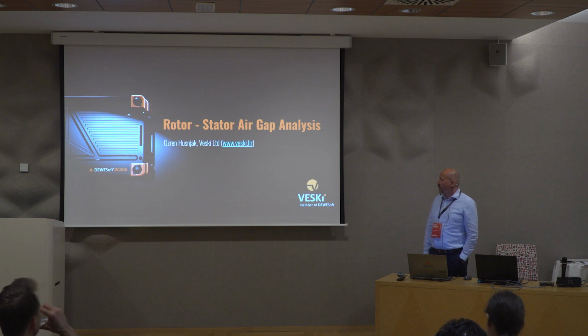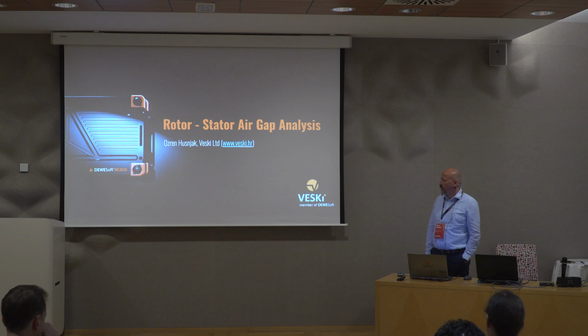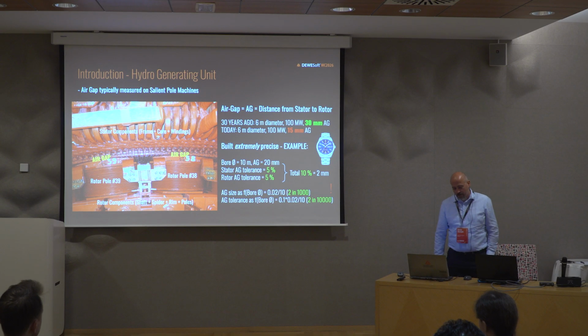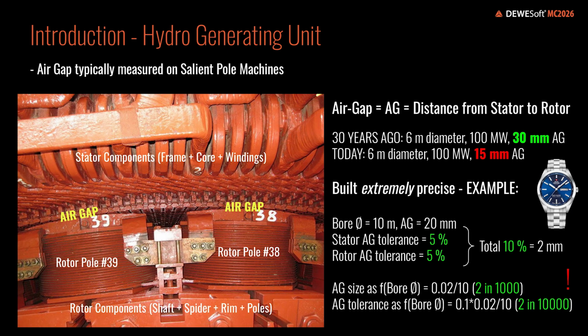So what is an air gap? I guess you could joke about it and say that we try to make money out of thin air because we're trying to measure the distance of air. So for large hydro units, not necessarily hydro units, but electrical machines which are equipped with salient poles, which are equipped with these electromagnets that you see here.